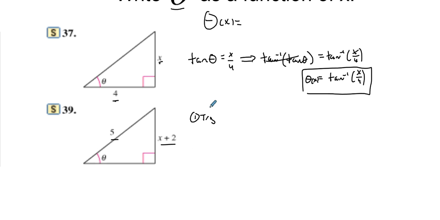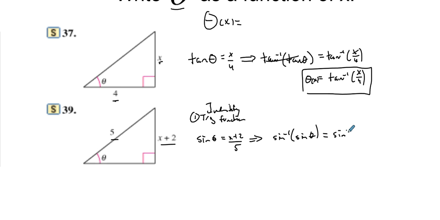If you did that, identify the trig function, a regular one, and then we have sine. The sine of the angle equals x plus 2 over 5, opposite over hypotenuse. And so now we're going to take the inverse sine of both sides and use the inverse property.